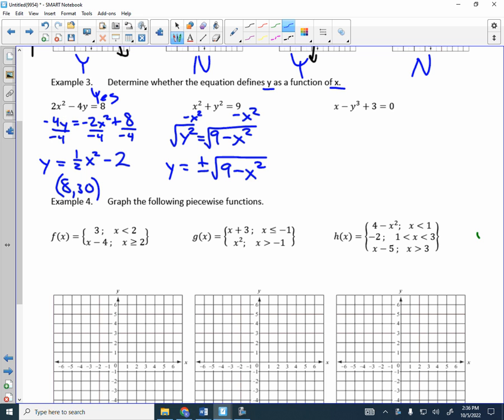So watch what happens. If I plug in 0 for x, and I'm looking for an output, I get 9 minus 0 is 9, and the square root is positive 3, and it says that you have a negative 3. So see how it produces 2 outputs due to the plus and minus? So therefore this is not a function. Who knows what that graph looks like?